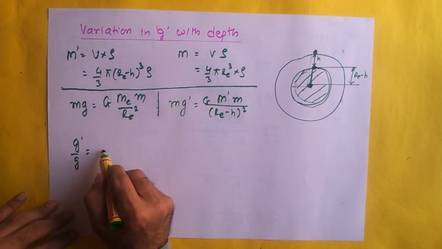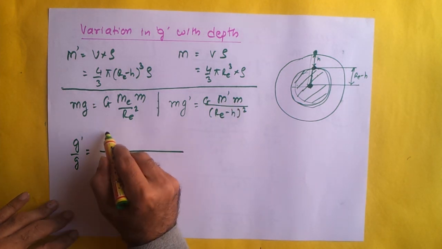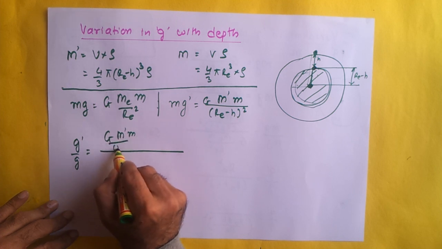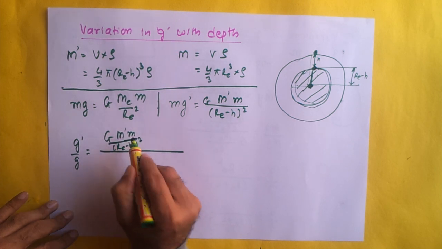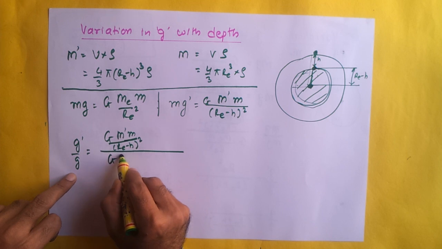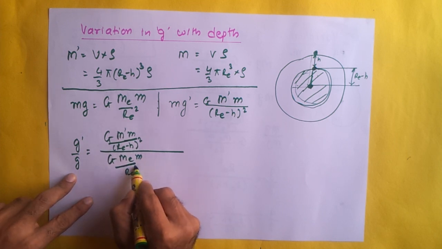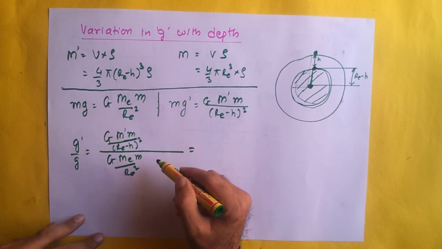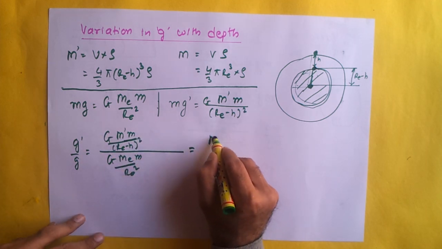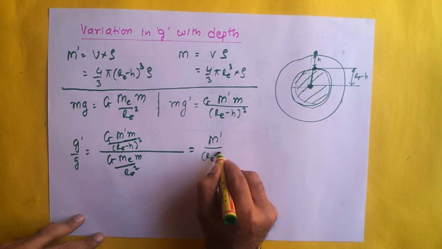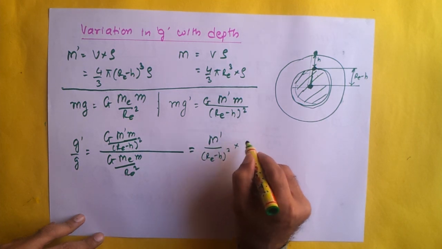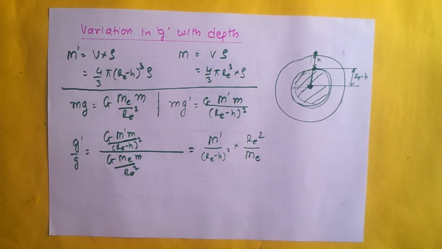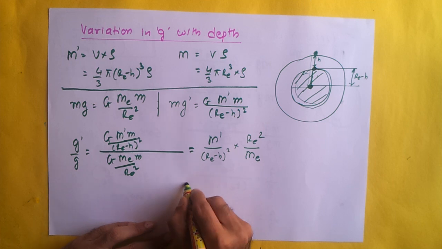If I take g dash upon g in this case, I'll get g dash is g m dash upon (Re minus h) whole square, and for g I'll get g Me upon Re square. If I simplify this, what will get cancelled? G would get cancelled, m would get cancelled, so I will have m dash upon (Re minus h) whole square into Re square upon mass of the earth. Now I'll further solve this equation.